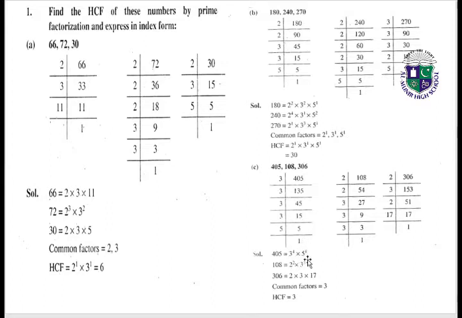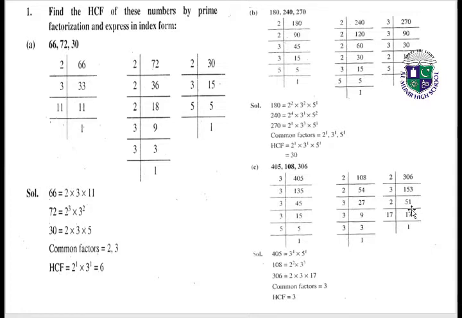405 is 3 power 4 multiply 5 power 1. 108: 2 5s are 10, 2 4s are 8, 2 2s are 4, 1 carry, 2 7s are 14, 3 9s are 27, 3 3s are 9, 3 1s are 3. 108 is 2 square multiply by 3 cube. 306: 2 1s are 2, 1 carry 10, 2 5s are 10, 2 3s are 6, 3 5s are 15, 3 1s are 3, 2 51.